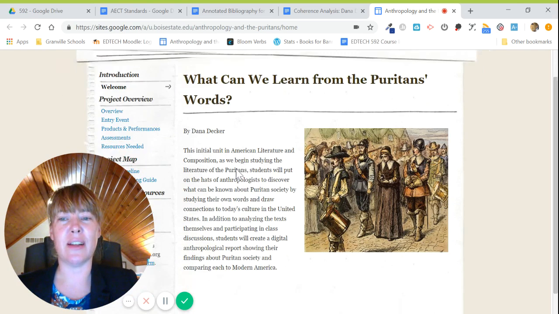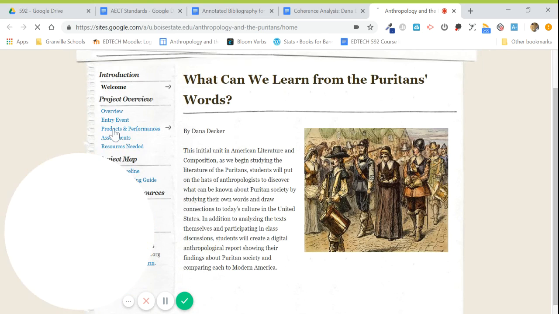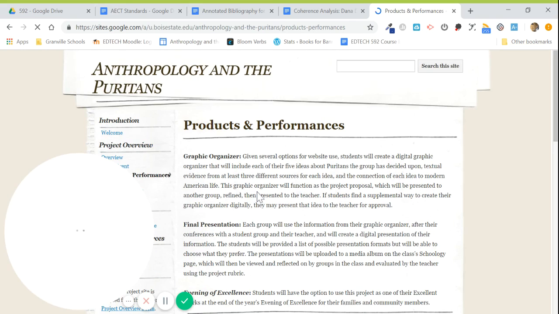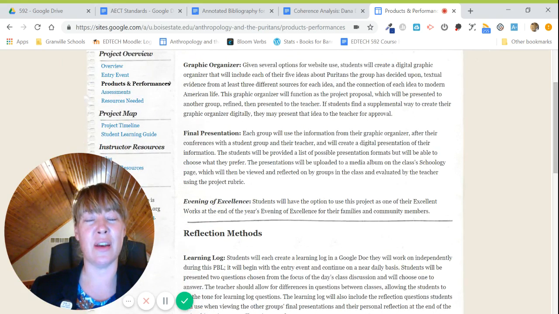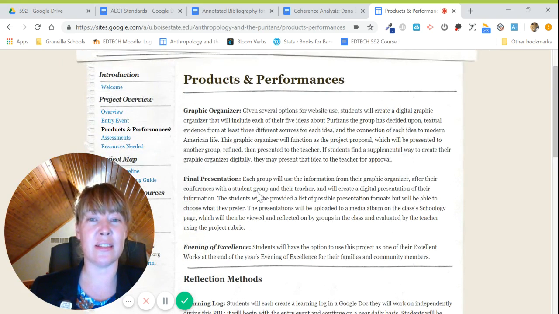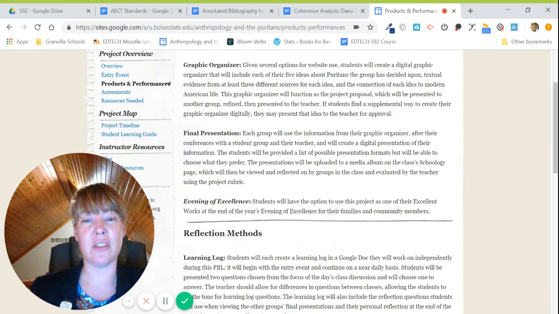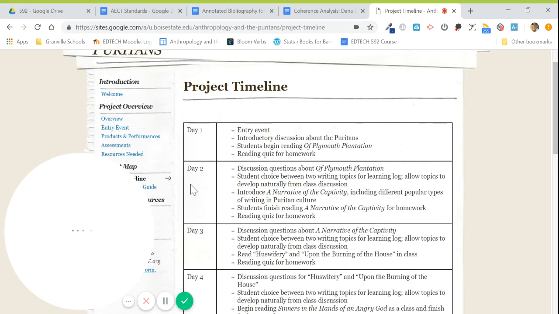So this course required me to come up with the products and the performances that I was going to use to have an organized plan that included both personal reflection, group projects, and meetings with the teacher. I had to have an organized timeline of events.